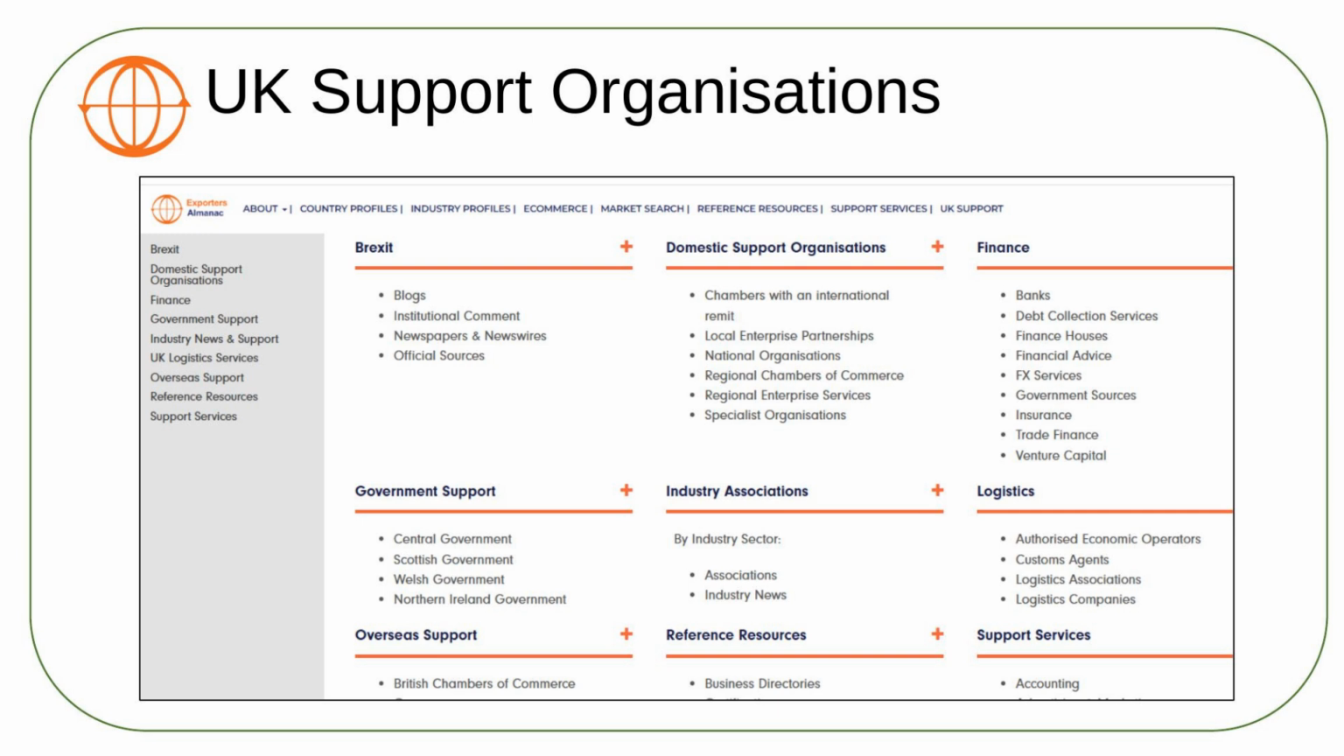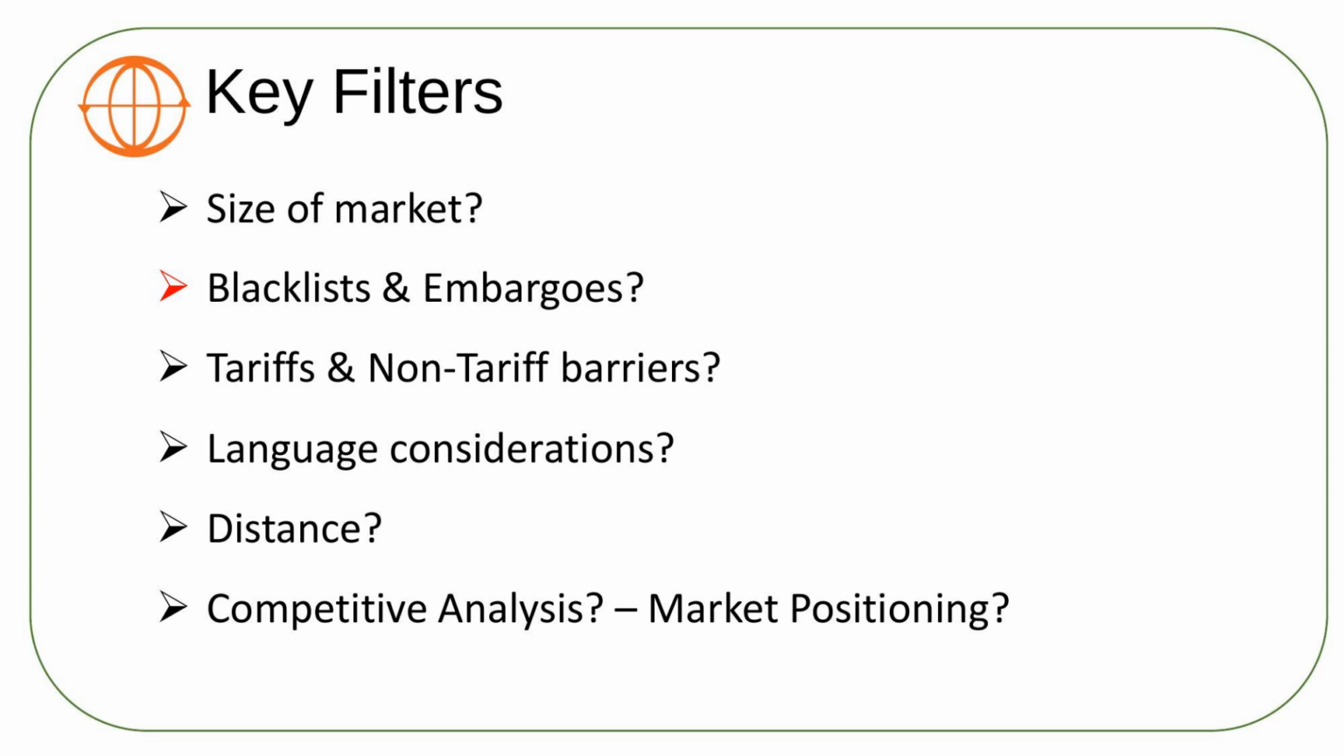Here you can see an extensive list of UK organizations which support British exporters. You should now filter your short list by removing countries which do not fit your required profile. For example, the market is very small, as can be the case for a number of island states. Do any blacklists or embargoes apply? Currently, Russia, Belarus, Afghanistan, Iran, and North Korea can be removed.